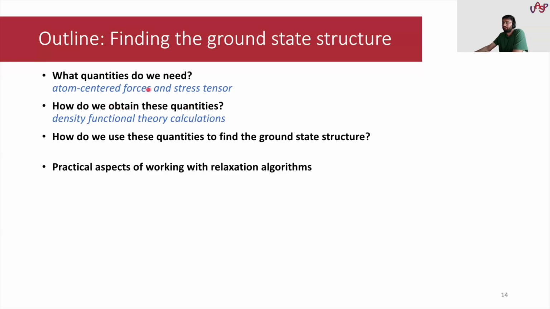We know what we need. We need forces and stress tensors. How do we get them? We do it with DFT. Let's go now to the meat of the matter. How do we use these quantities to compute the ground state structure? Given a certain force and stress, how do we proceed towards a stable structure? There's no point having just the force and stress of a certain structure. We need to do some work. We need to move in a certain direction. So that's what we're going to discuss now in terms of all of the algorithms that you'll be seeing.